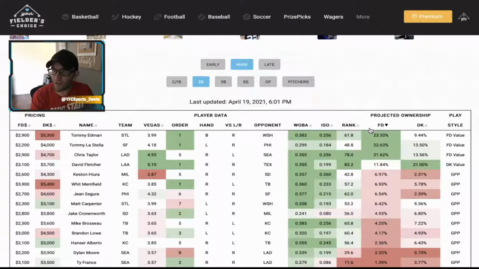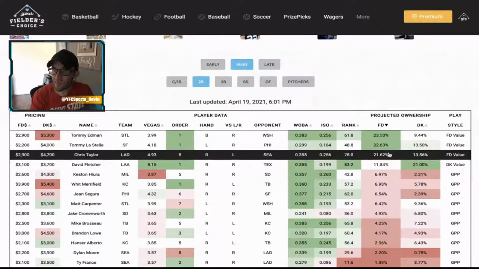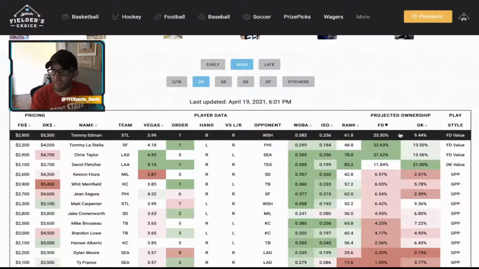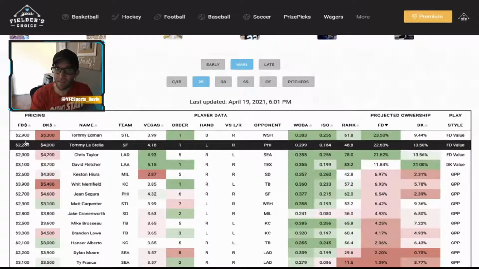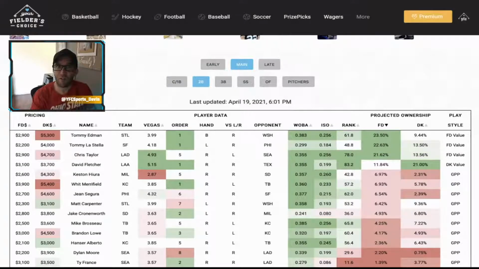So what we're looking at here is for our cash builds, really all 3 of these guys would be in play. So just because Tommy Edmonds is at the top doesn't mean I have to plug him in. This is so close that you could look at all 3 of these guys and they come in. Here you get Tommy La Stella at 700 cheaper. So that opens up some funds for you if you need it. So that's what we're looking for there.